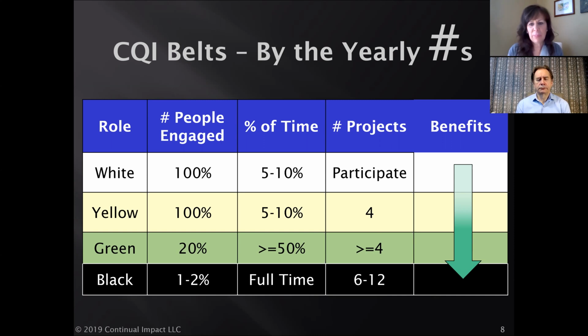Expectation is something we put here. Often we see green belts doing maybe a project a quarter, so doing one each quarter. Now the black belts are dedicated, full-time dedicated people. Benchmark says that it's 1 to 2% of your entire organization is dedicated full-time to driving improvement.